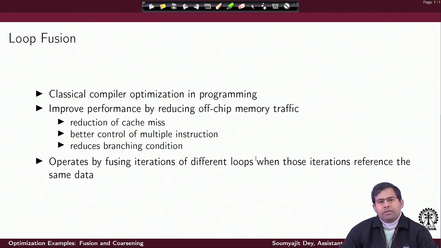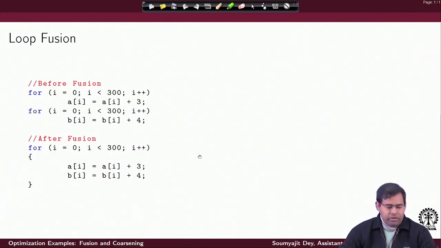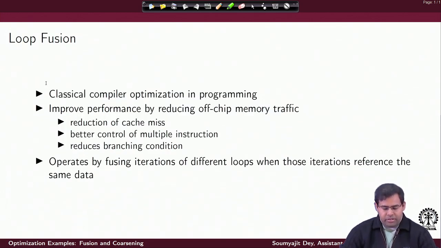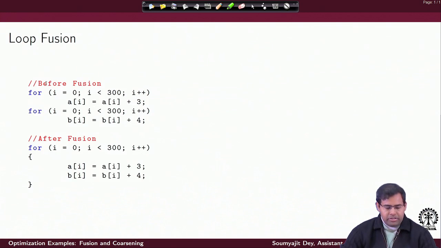The way fusion of loops works is that you have two independent loops. You fuse the iterations of these different loops, and it helps in case the iterations are referencing the same data element. Here we are just trying to give an example of loop fusion. We are not saying that in this case the iterations reference the same data element, but let us see what advantage we get. So, this is a simple loop fusion example.